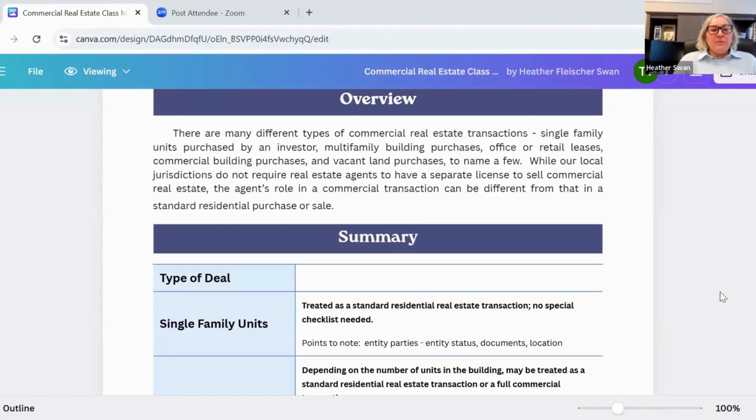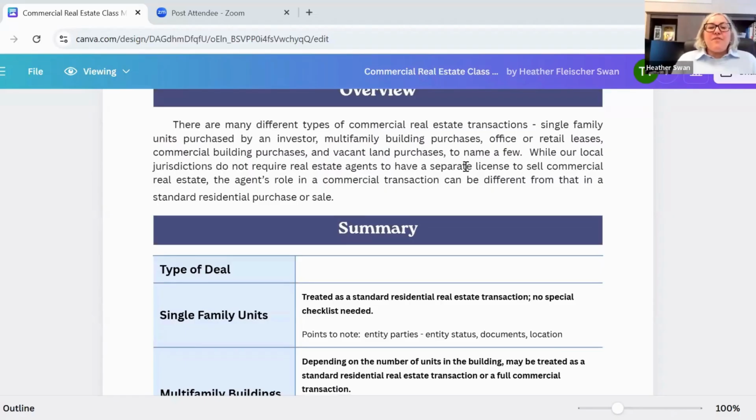Okay, so let's look at the different types of deals that fall into commercial real estate. Actually, let me see if we have any questions before I keep going here. Let's see, Sarah's given us mastermind. Okay, I don't see any other questions, so let me keep going.